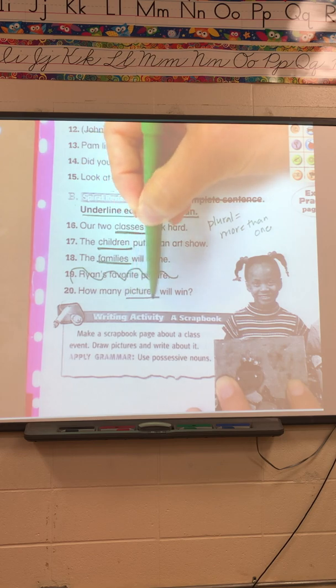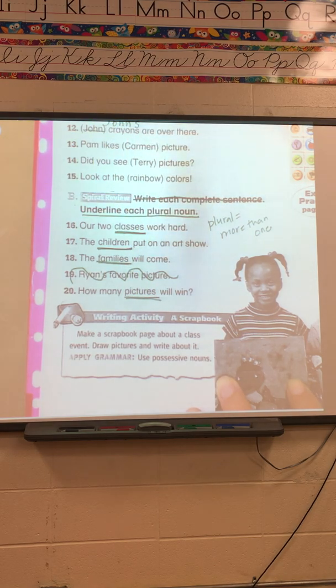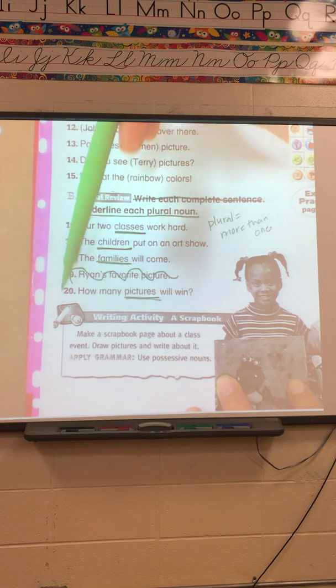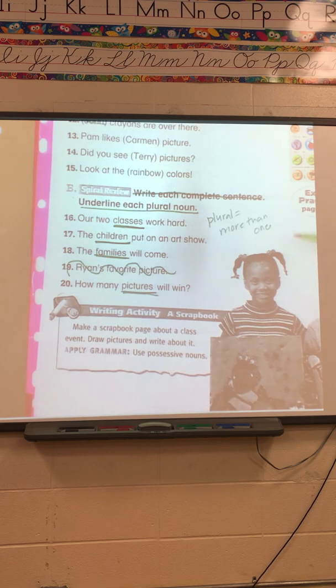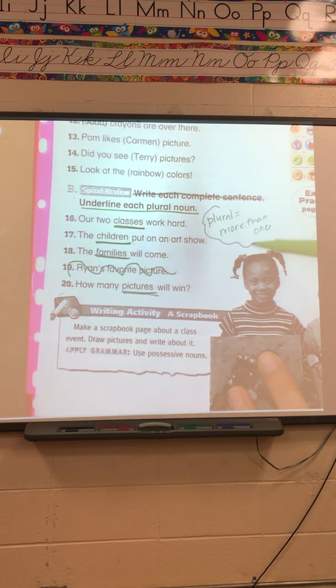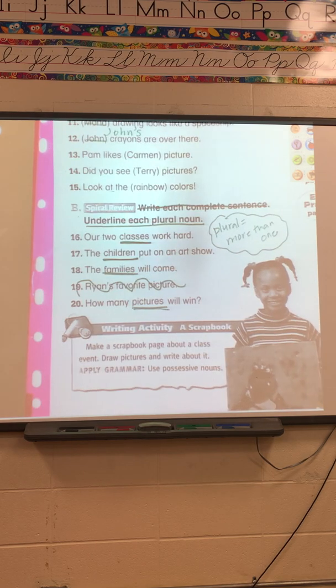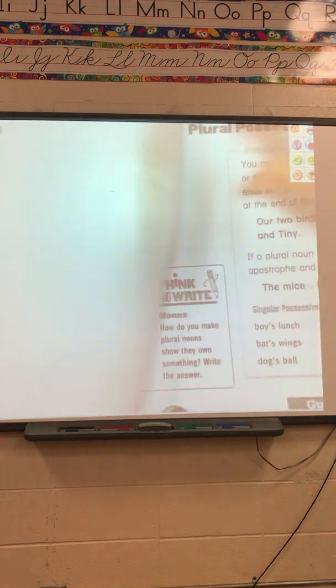Pictures. Very good. The only one of 16 through 20 that was not a sentence was 19. And 16, 17, 18, and 20 had plural nouns in them. Okay, so you're understanding the difference between plural, which means more than one, and possessive, which means ownership. Okay, turn the page.